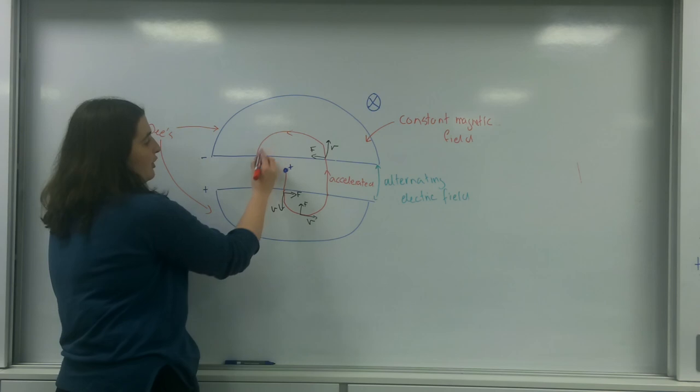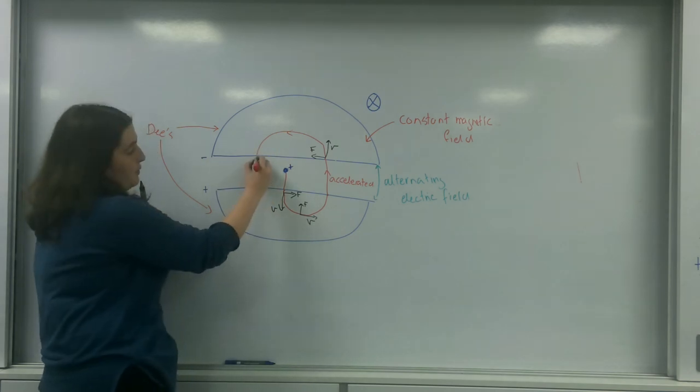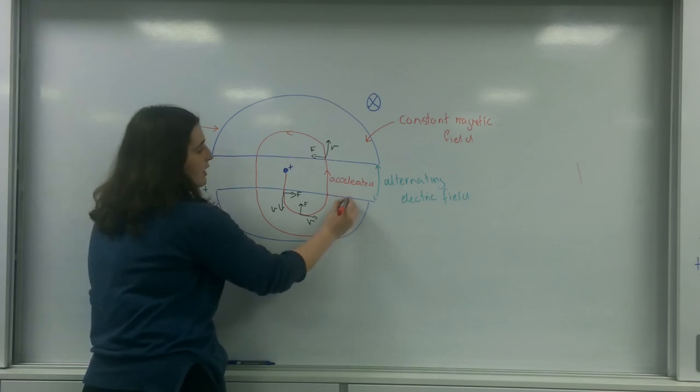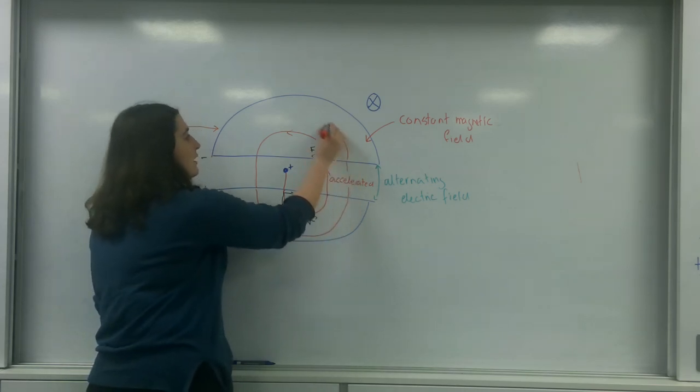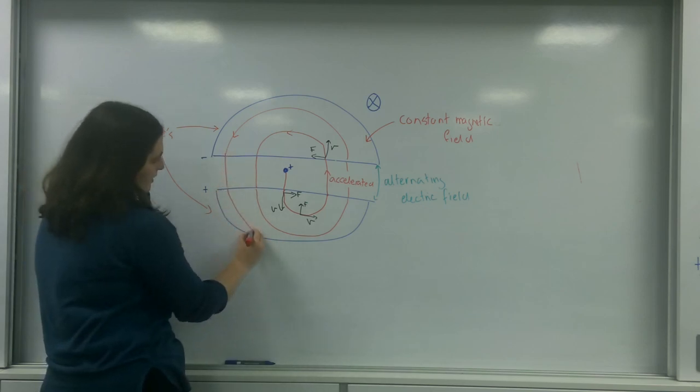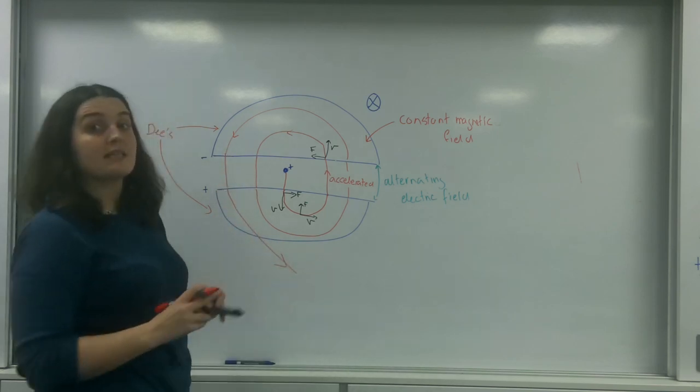And this will continue. Every time I hit the electric field, I'll accelerate, and then I'll go around in circular motion, and then I'll accelerate again, and that will keep happening until it leaves through a designated channel.